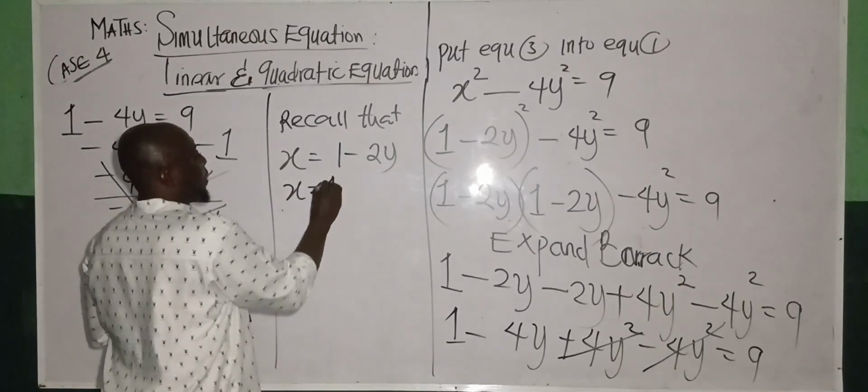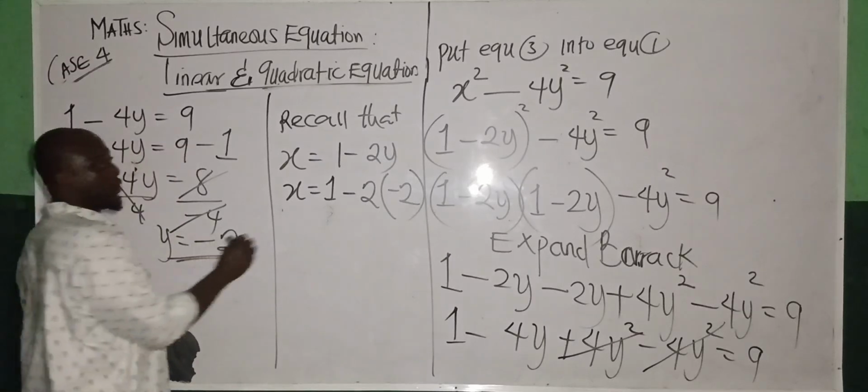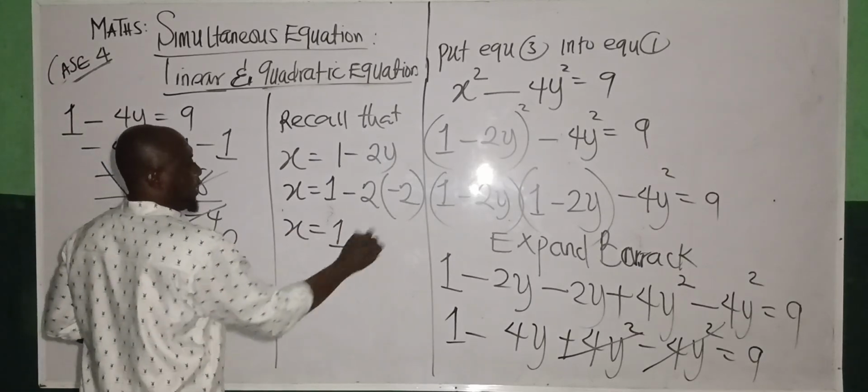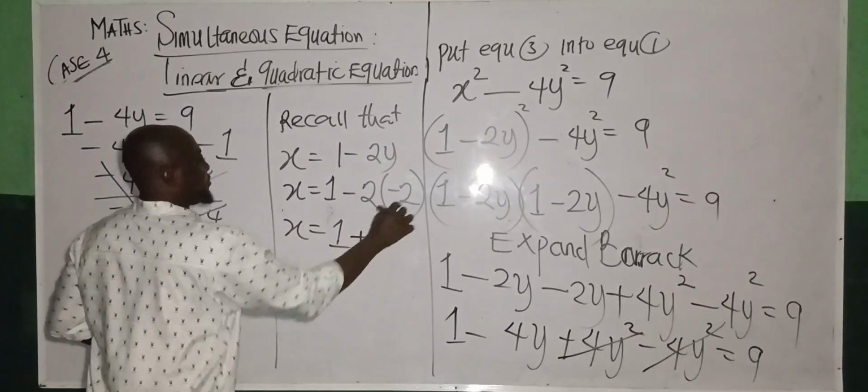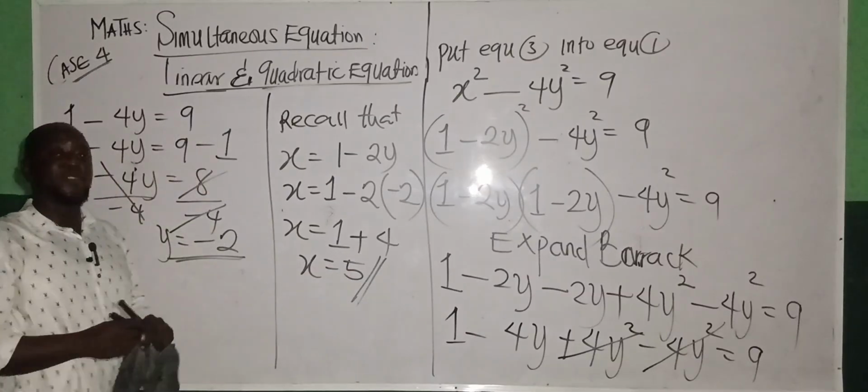So x here now becomes 1 minus 2 into bracket minus 2, because y is minus 2 here. So x here will give us 1 minus, this minus affects this one, minus 2 times 2 is minus 4. So x here becomes 5. This is how you solve this question.